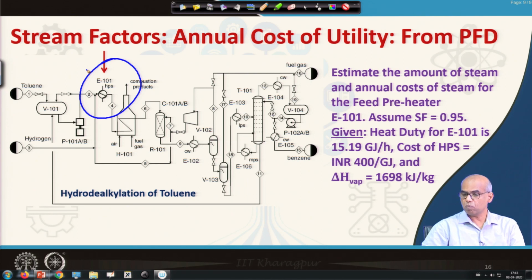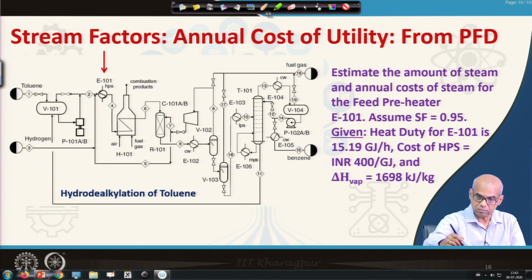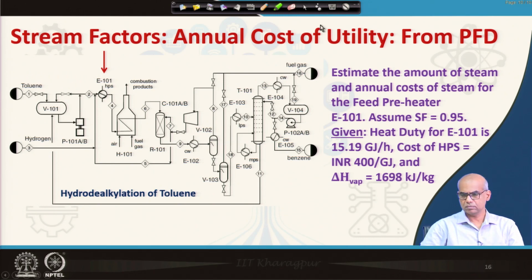Now, here we assume a stream factor of 0.95. It is given that the heat duty for the heat exchanger E101 preheater is 15.19 gigajoule per hour. The cost of high pressure steam is given as rupees 400 per gigajoule, and also the heat of vaporization is given as 1698 kilojoule per kg. We have to estimate the amount of steam required per year and the annual cost of steam for the feed preheater.